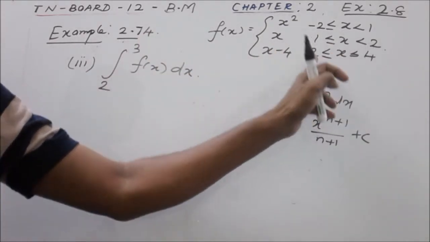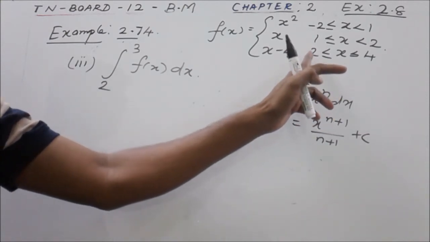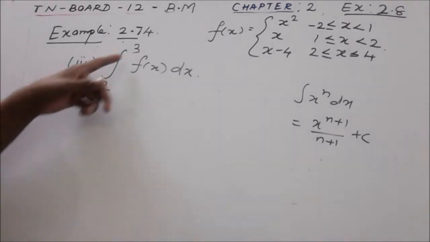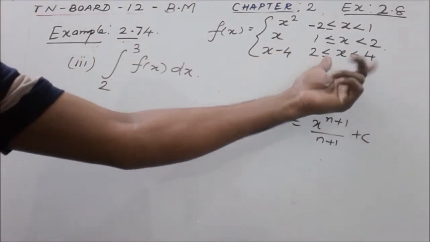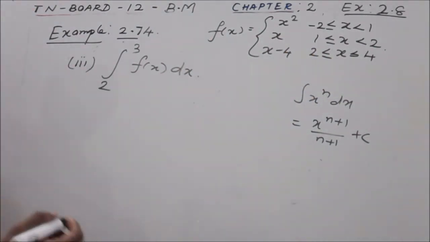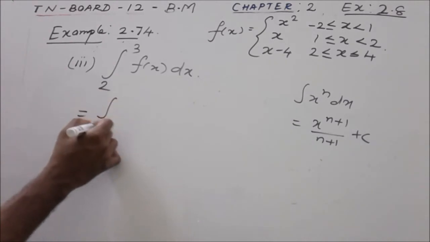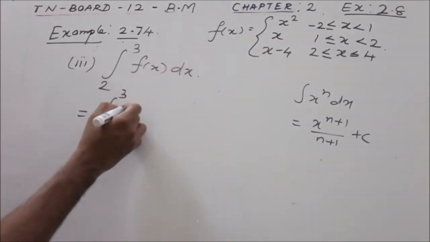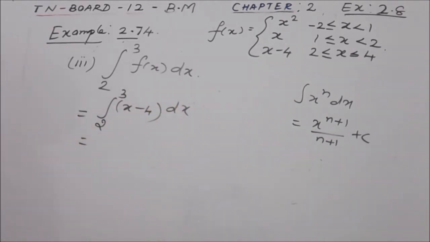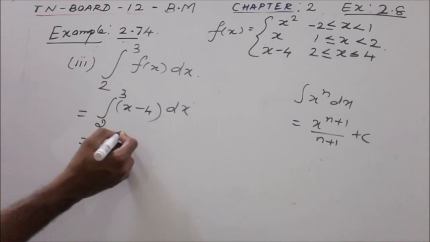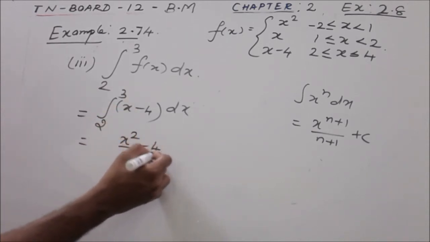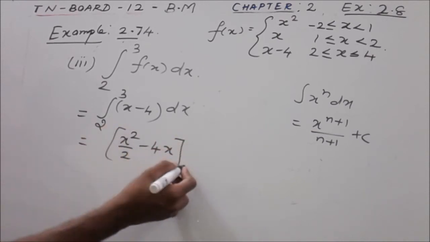Here we have the 2 to 4 interval. So the interval between 2 to 4 is all taken, and the function is x minus 4. Here we have 2 to 3, that is included in the third interval 2 to 4. So for that we should choose the function x minus 4. So substituting here, integral 2 to 3 f of x is x minus 4 into dx. Now integrating, we will have x square by 2 minus 4 into x, limit 2 to 3.